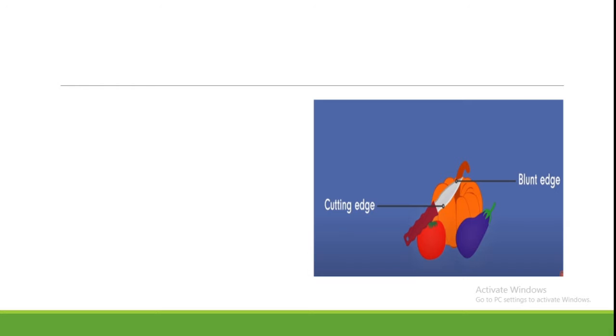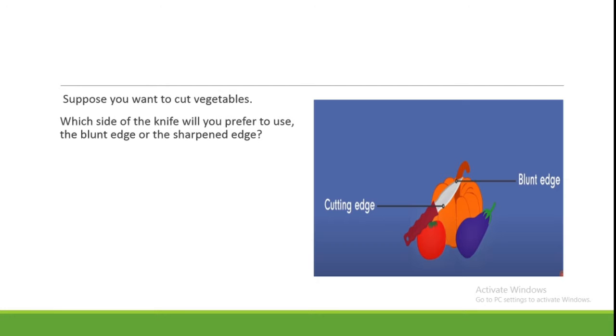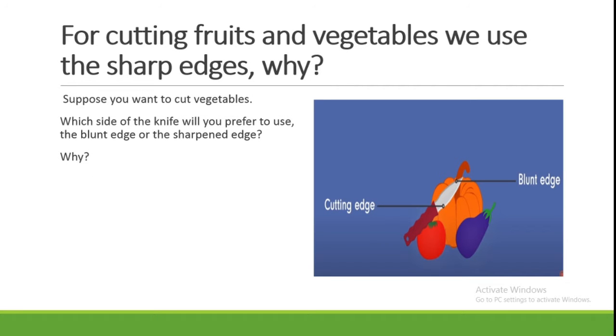Now, suppose you want to cut vegetables, which one do you prefer? Yes, you will prefer the sharpened edge or the cutting edge. Now, why is that? Why can't you use the blunt edge? For cutting fruits and vegetables, we use the sharp edge. And what is the reason behind that?